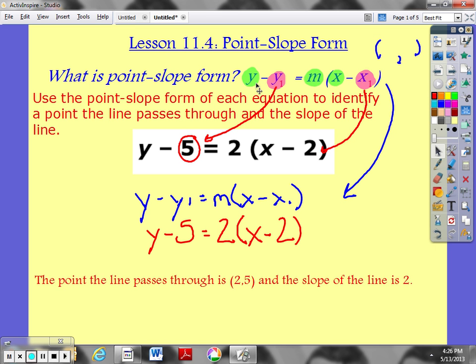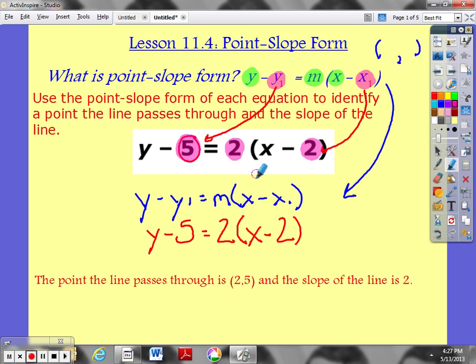All I'm doing is going from this point slope form, rewriting it underneath this equation and pulling out the values that I need. So again, this y sub 1 is this 5 here. This x sub 1 is this 2 here, and m, or the slope, is always to the right of that equal sign in this point slope form.